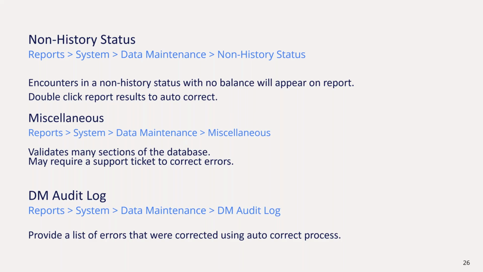The sixth and final report is the DM audit log. This can be accessed from reports, system, data maintenance, DM audit log. This report is for informational purposes only and will show you all errors that were self-corrected.